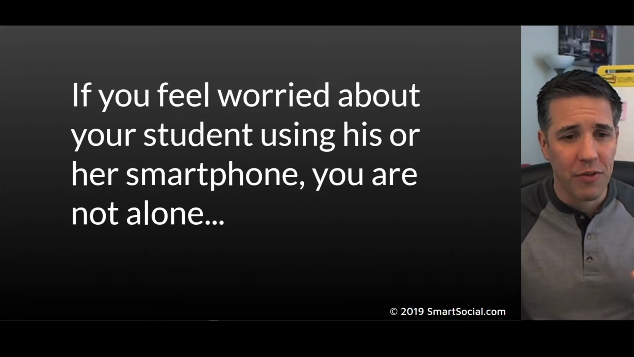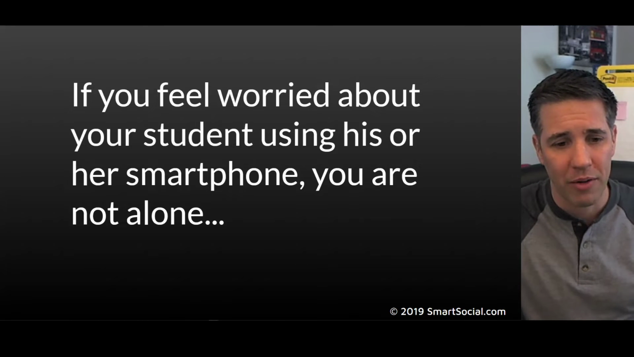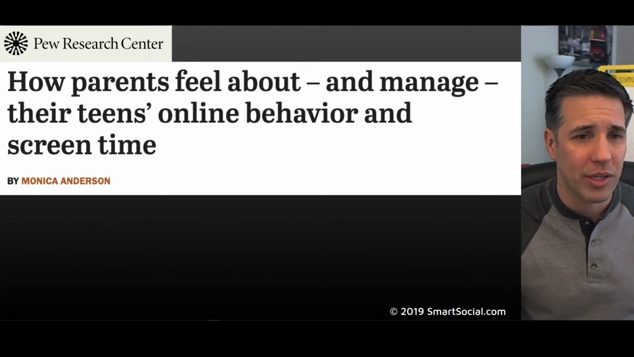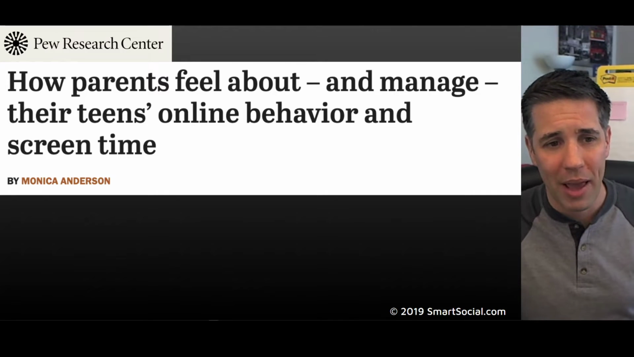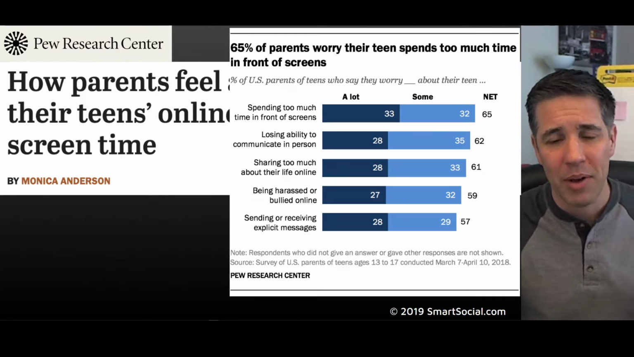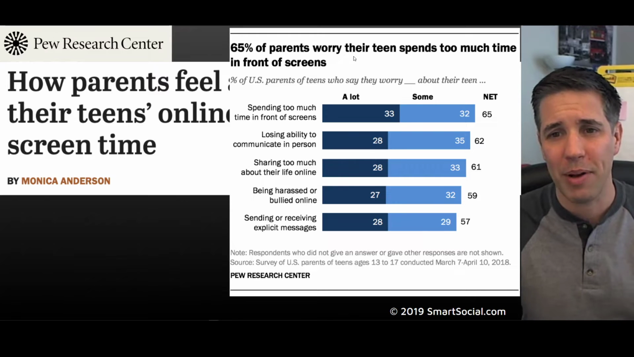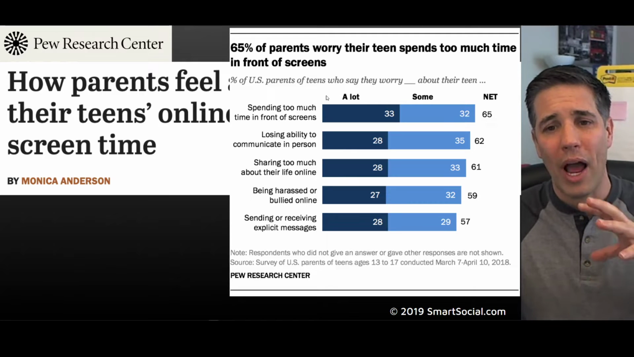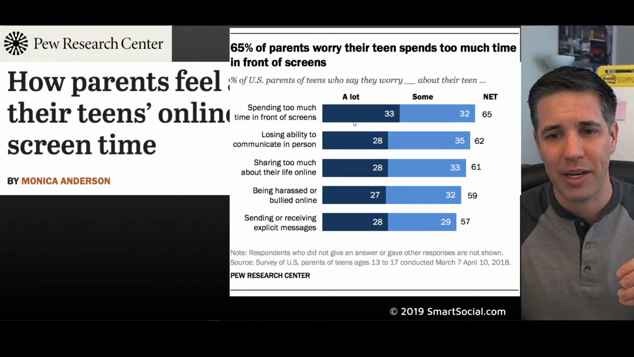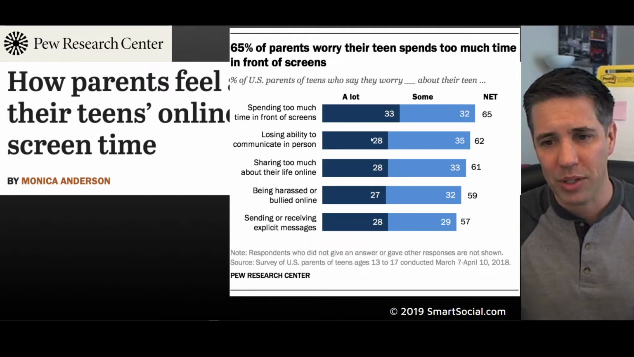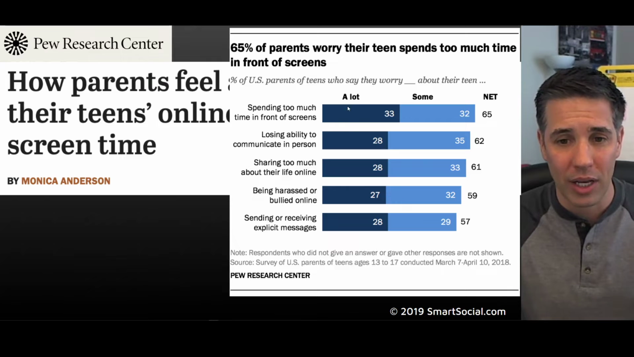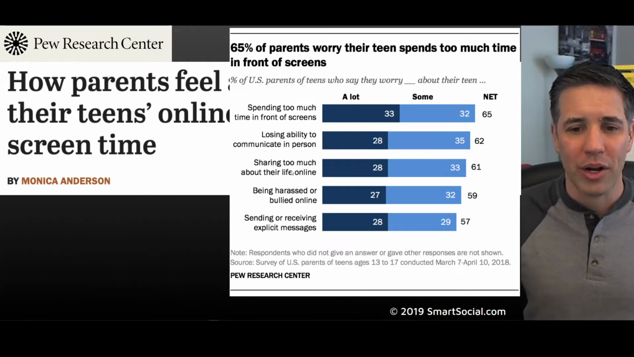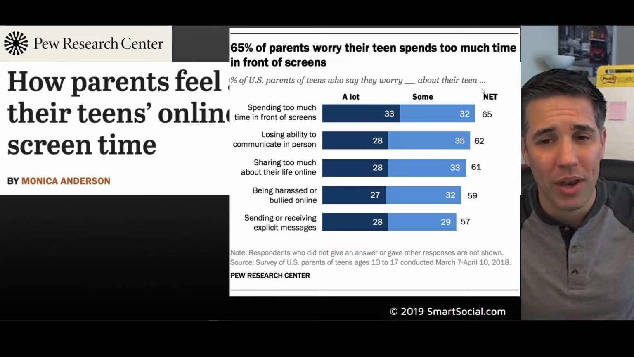Now, if you feel worried about your student using his or her smartphone, you're not alone. The Pew Research Center says how parents feel about and manage their teens' online behavior and screen time. Just really quickly, 65% of parents worry their teen spends too much time in front of screens. And as parents were asked this question, a lot of them said they're spending too much time, and then losing the ability to communicate in person. 28% of parents said their student is sharing too much about their life online. More than half are really saying that there's a problem here.